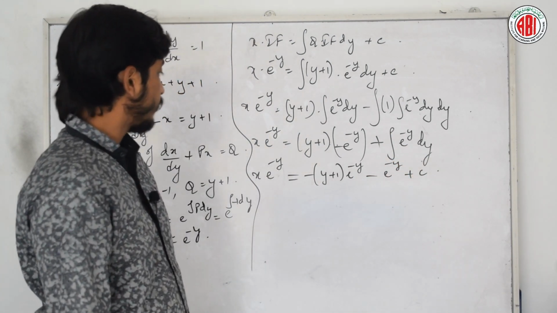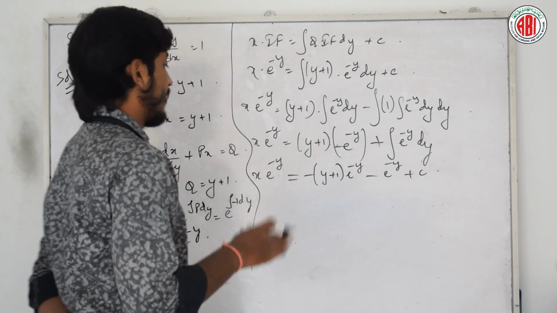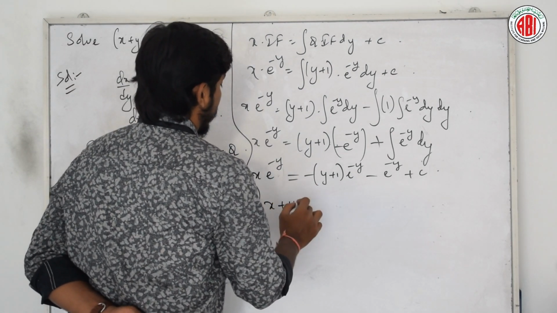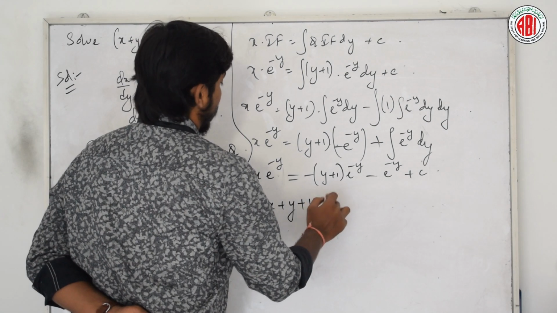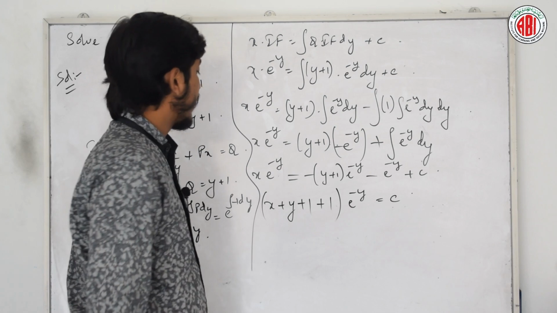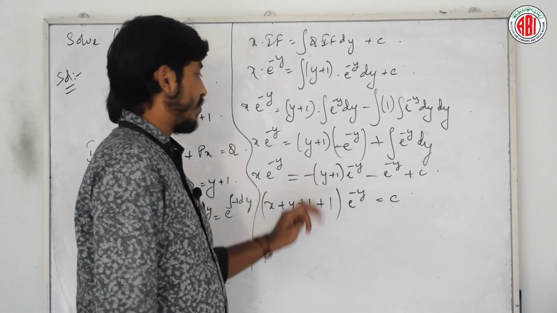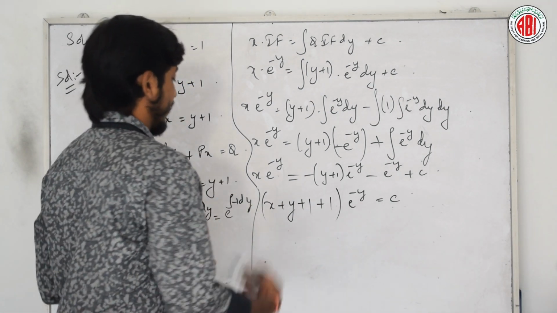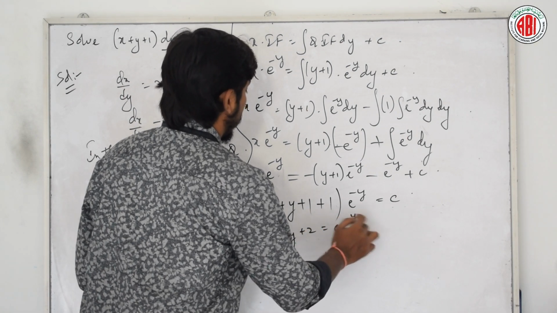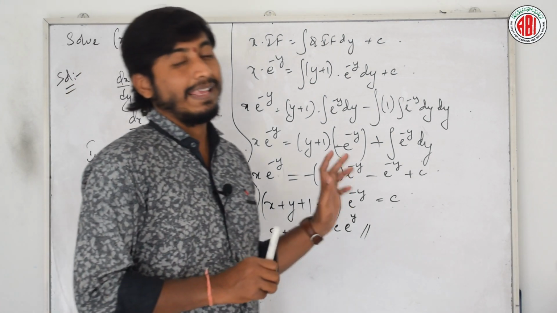Is it okay? Fine. You can take e power minus y as common. First of all, bring everything to one side. That will be x plus y plus 1 plus 1, into e power minus y, is equal to c. Is it right? x, y plus 1, plus 1. So, in standard form we can write it as x plus y plus 2 is equal to c e power y. Is it right? Did you understand? Is it easy or not?